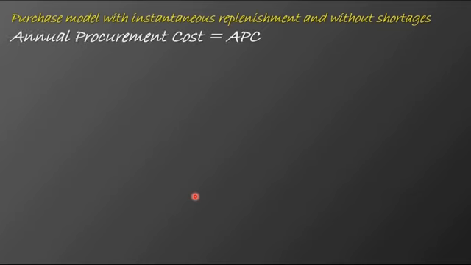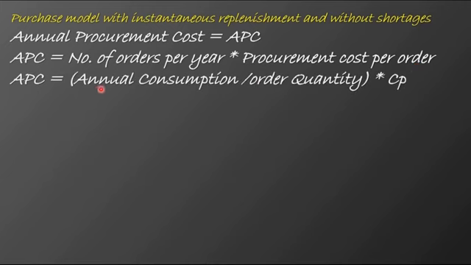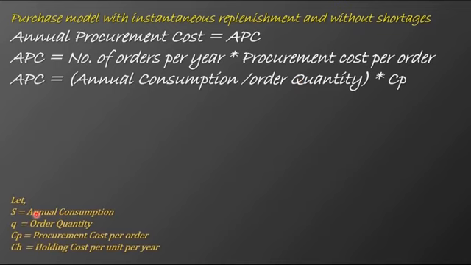So let's calculate the total annual procurement cost. We can say that annual procurement cost is equal to number of orders per year into procurement cost per order. Number of orders per year is equal to annual consumption divided by order quantity. So we will get number of orders per year into procurement cost per order. Let's consider S is the annual consumption, Q is order quantity, CP is procurement cost per order, and CH is holding cost per unit per year. So annual procurement cost is equal to S by Q into CP.